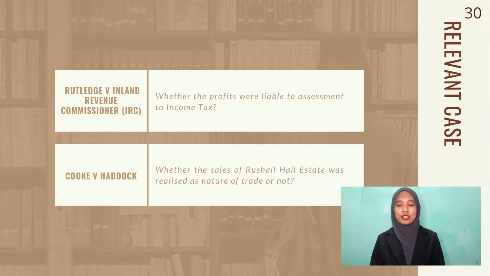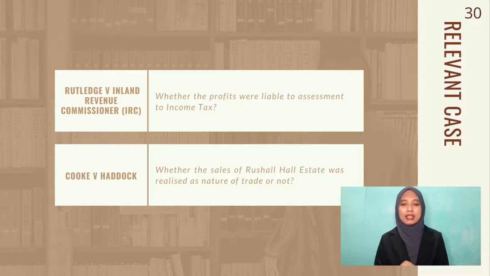The second case is Cook versus Haddock. The issue for this case is whether the sales of Russell Hall Estate were realized as nature of trade or not. For this case, the appellant was a solicitor and was also concerned in a partnership and three companies which had engaged in property dealing. In 1948, he purchased a farm and land amounting to about 72 acres. To finance this purchase, he obtained approximately 2/3 of the purchase money by mortgage.